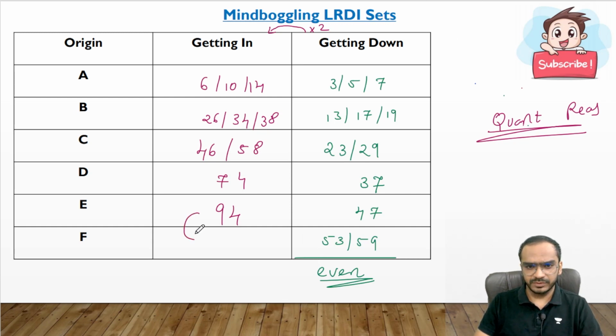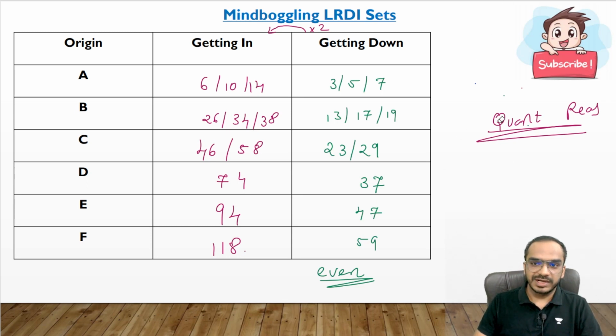So 94 plus 20 gives us how much? 114. Are we clear with this? And twice of 53 is what? 106. So this option is gone. So the only option that remains is 59 to 118, right? This is the only possibility, tell me.